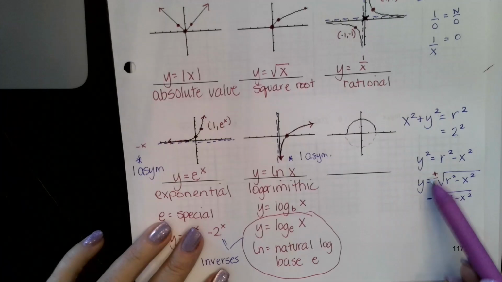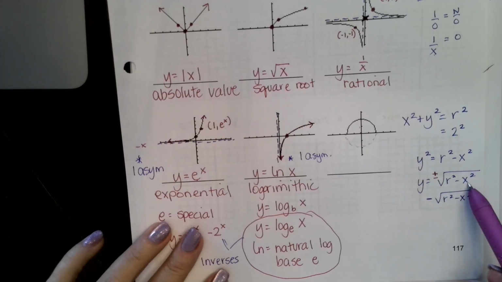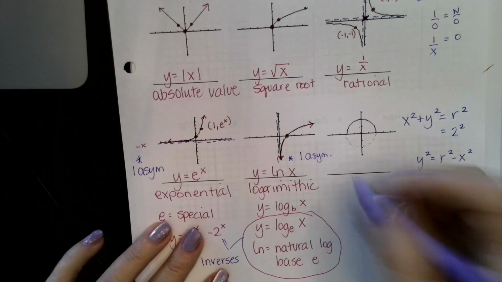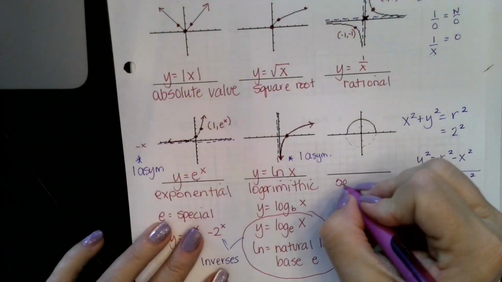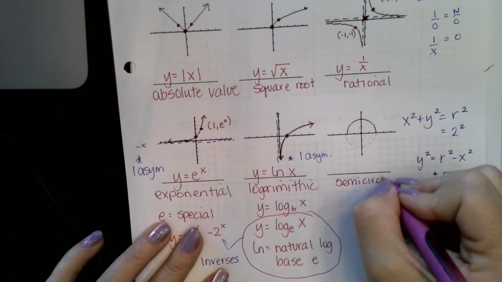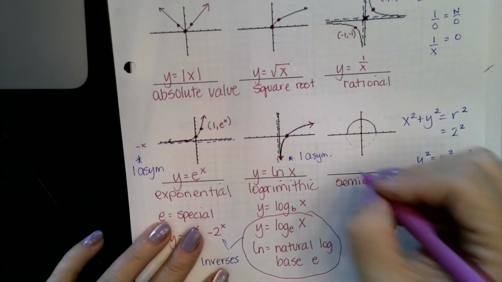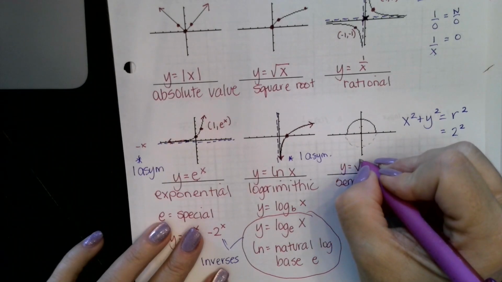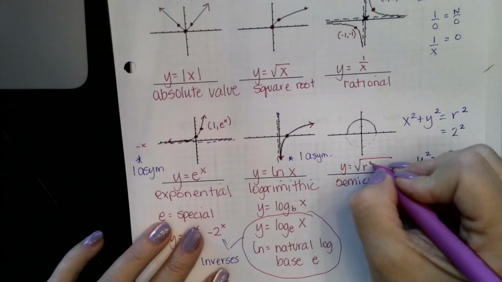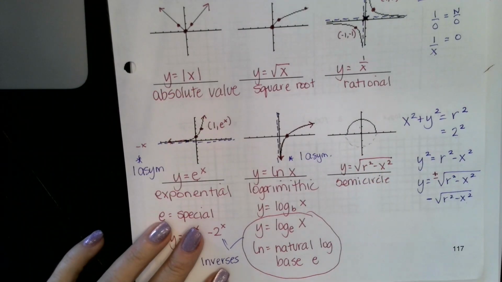Well, we usually don't write it this way. We would put just the positive in, but if I graph the negative in, that's where I get a circle. So this is a semicircle. Oh, let me stick with my same color. So this is a semicircle because we're only going to graph the positive. So I have y equals the square root of r squared minus x squared.